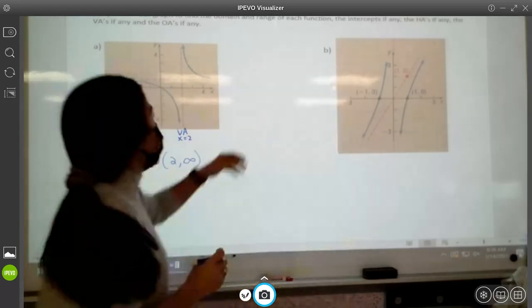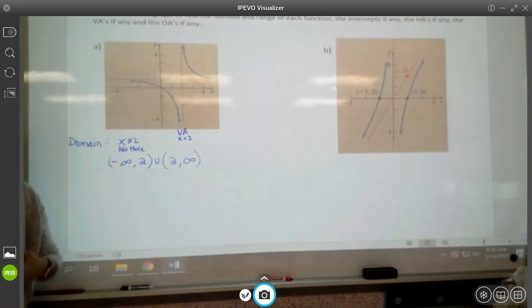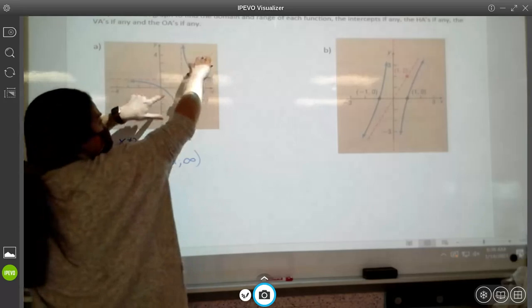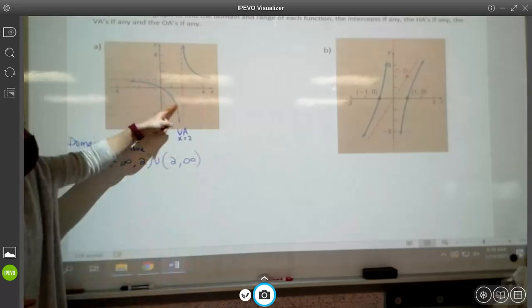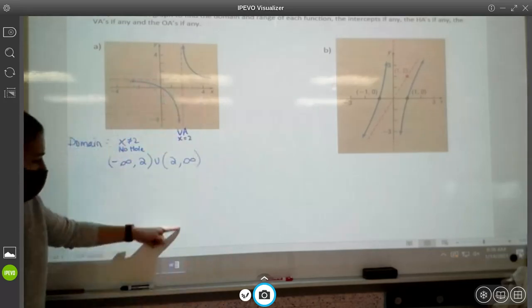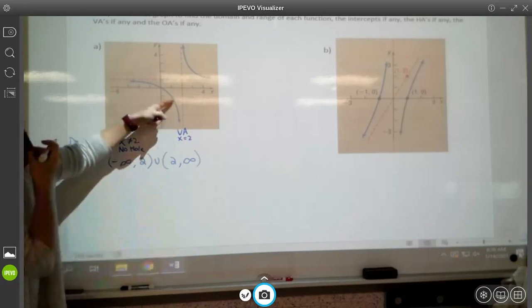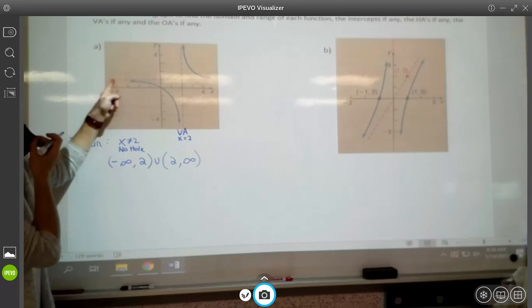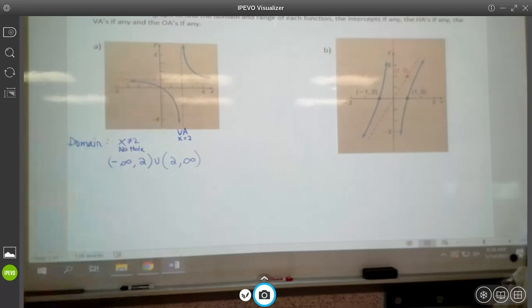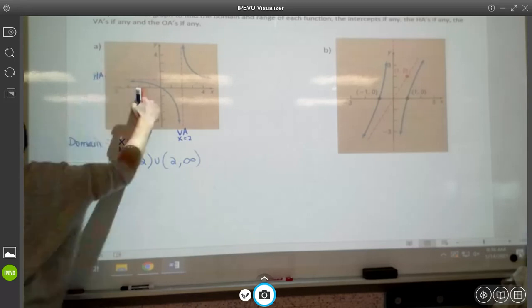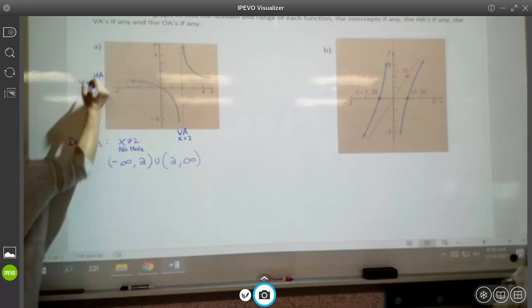All right, then it asks for the range. Well, the range are the Y values. What Y values live on this graph? Now remember, this graph is made up of 2 separate curves. So on this curve, the Y values are shooting all the way off to negative infinity. So they're coming from negative infinity all the way up to, well guys, it looks like I have an HA, a horizontal line. All right, I have an HA when Y is equal to 1.